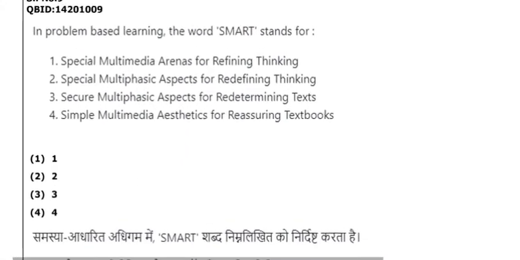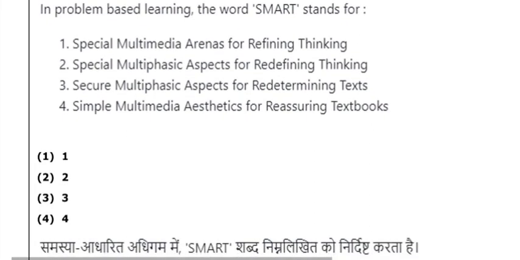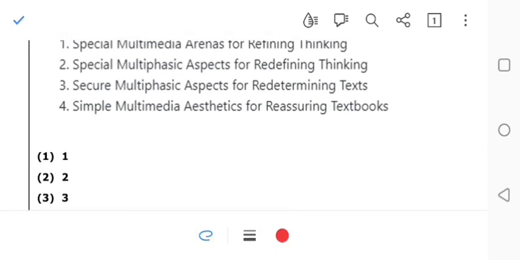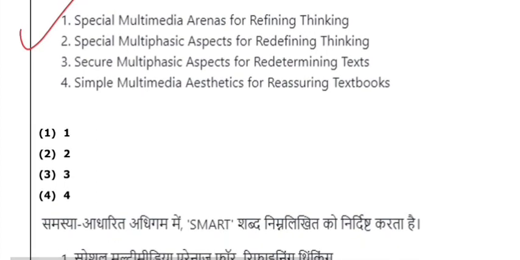Next, question number 9. 9 says, in problem-based learning, the word SMART, S-M-A-R-T, stands for what? Special multimedia arenas for refining thinking, special multiphasic aspects for redefining thinking, secure multiphasic aspects for redetermining text, simple multimedia aesthetic for reassuring textbook. So what will be correct? Question number 9, number 1 will be correct. Special multimedia arenas for refining thinking. Right? Yes.